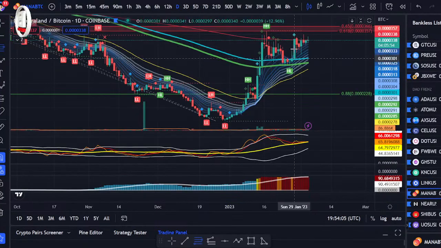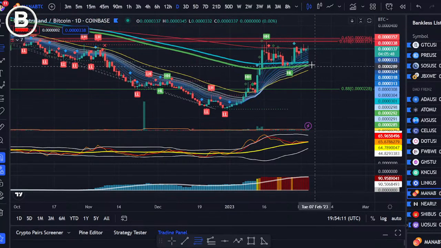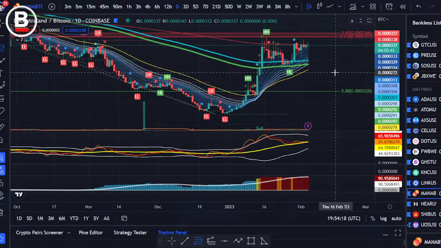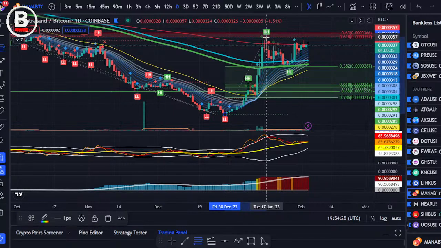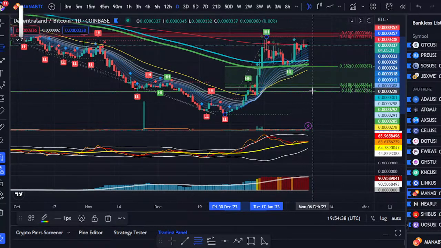Mana versus Bitcoin, same pattern. Getting up into resistance, building support off the Vegas wave. We got bullish. We don't have bearish divergence, but we could be looking for a pullback on the short term.